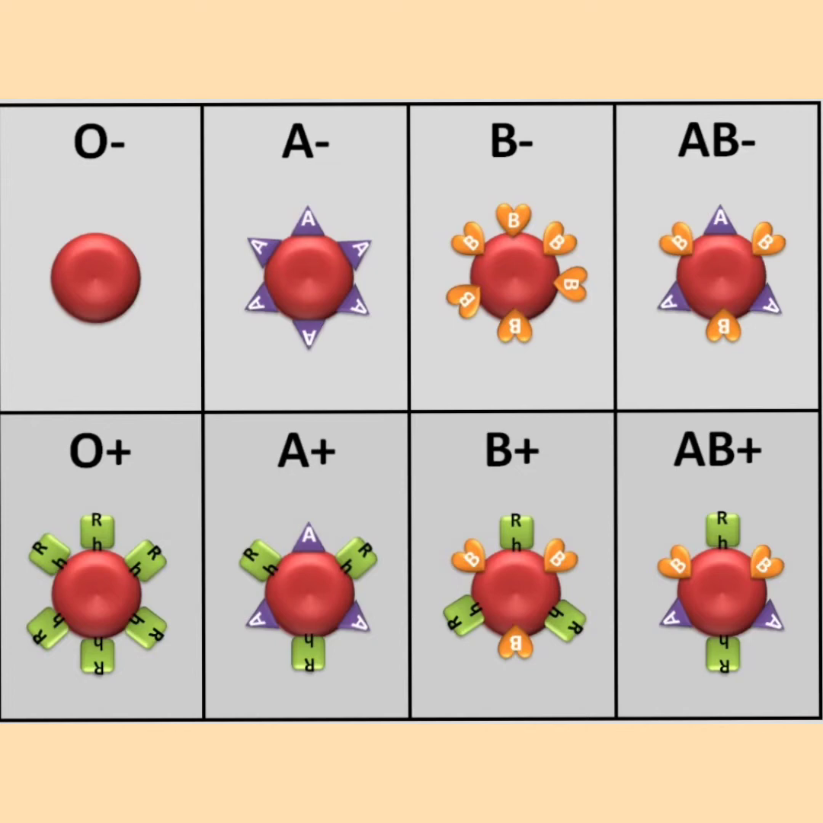When you take O positive, the surface of the RBCs does not contain A or B antigens, but they have Rh antigens on the surface. When you take A positive blood, the surface of the RBCs will contain A antigens as well as Rh antigens. When you take B positive blood, they have B antigens on the surface of the RBC membrane and the Rh antigens. Whereas when you take AB positive, the A antigens are present, the B antigens are present, and in addition there will be D antigens or Rh antigens on the surface.